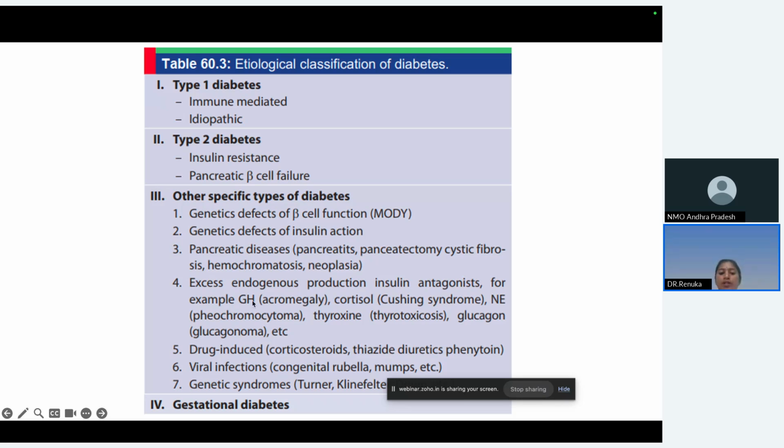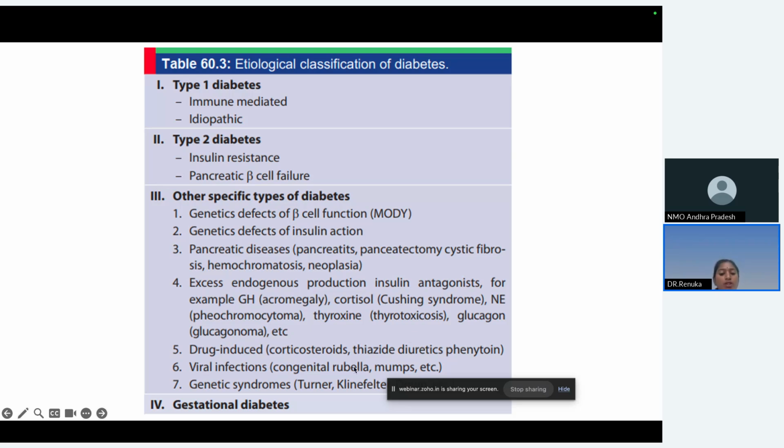In case of acromegaly and pheochromocytoma, they all increase blood sugar levels, so they are called insulin antagonists. Cortisol increases blood sugar, GH increases, thyroxine, norepinephrine, glucagon, they all increase blood sugar. So they are insulin antagonists. And also drugs such as steroids induce diabetes.